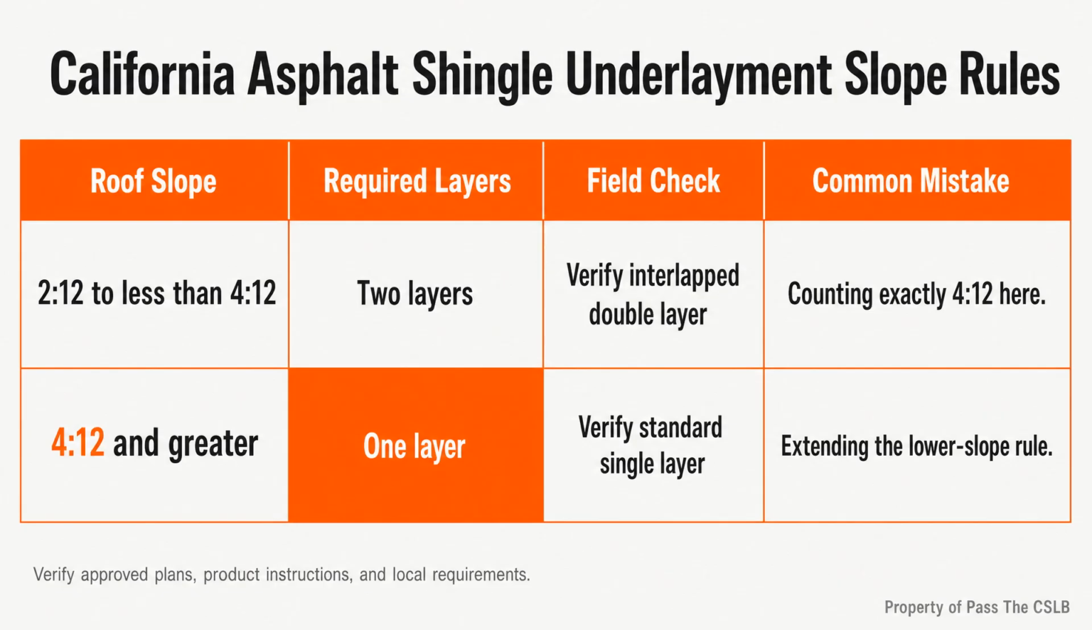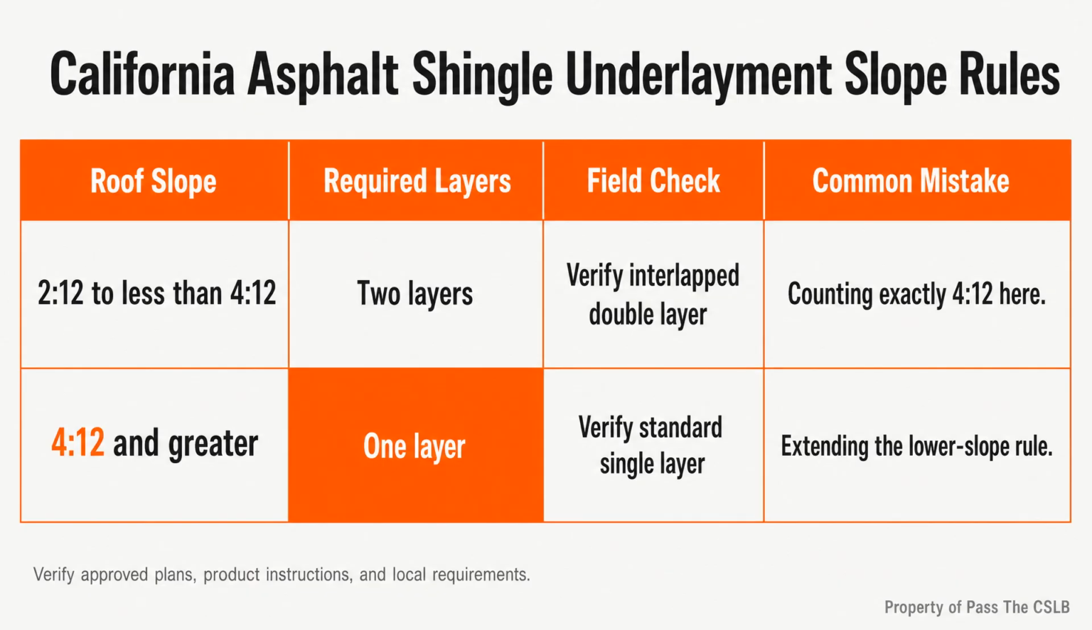A slope from 2 and 12 up to, but not including, 4 and 12 requires 2 layers of underlayment. A slope of exactly 4 and 12 begins the 1-layer range. That word exactly matters. I put the 2 ranges side by side on the screen.